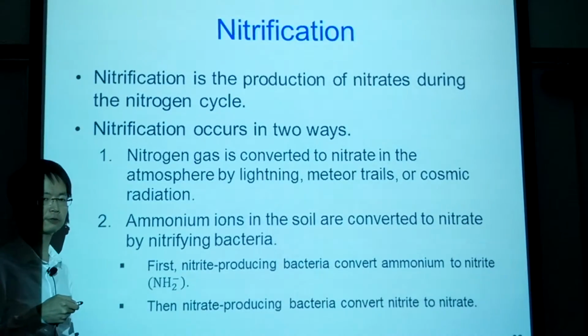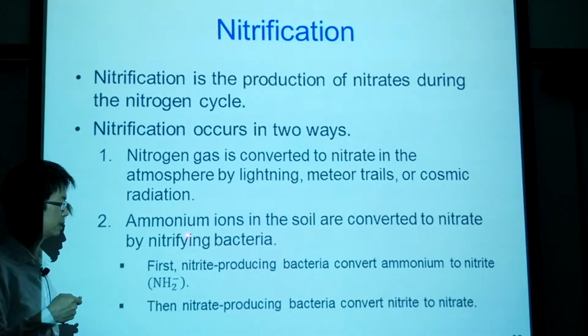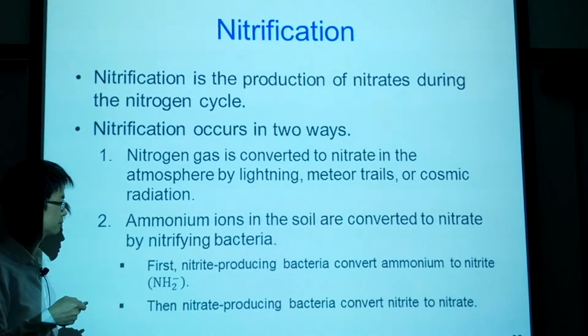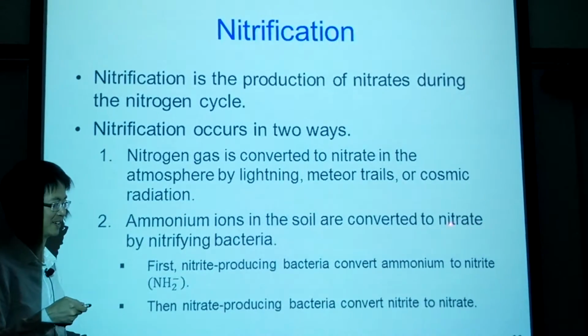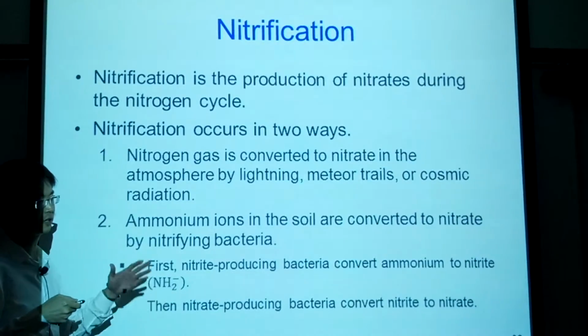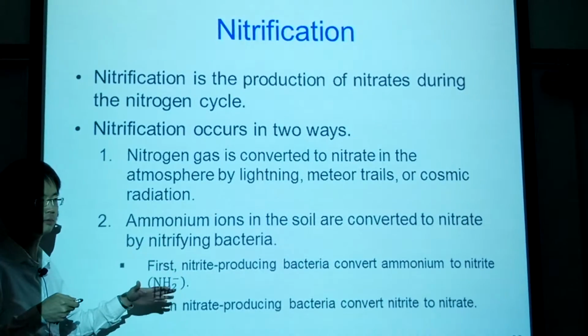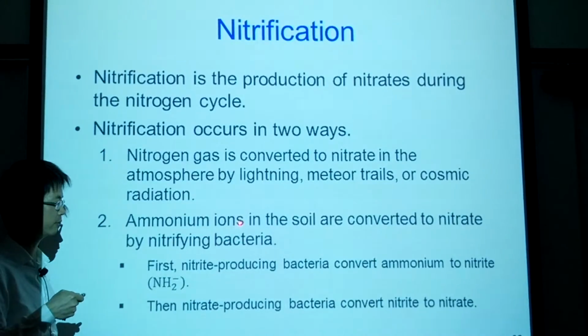So we have nitrogen fixing bacteria to convert nitrogen gas into ammonium ion. Now we have nitrifying bacteria to convert ammonium ion into nitrate. Okay, that's what I mean. So you have nitrogen fixing bacteria to convert nitrogen gas into ammonium ion. And then from ammonium ion, the nitrifying bacteria can convert ammonium ion into nitrate.